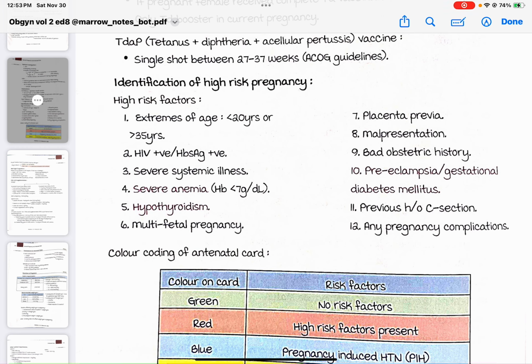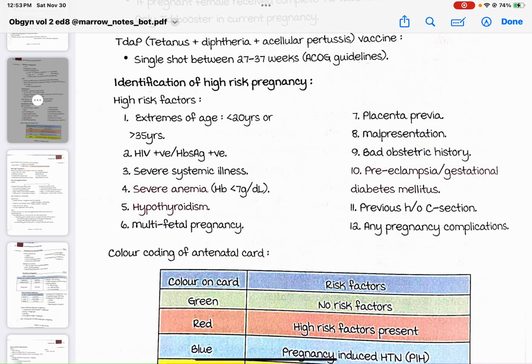Identification of high risk pregnancy. High risk factors: extremes of age, less than 20 years or more than 35 years. HIV positive, HBsAg positive, severe systemic illness, severe anemia with hemoglobin less than 7, hypothyroidism, multifetal pregnancy, placenta previa, malpresentation, bad obstetric history, preeclampsia, gestational DM, previous history of C-section, any pregnancy complications.